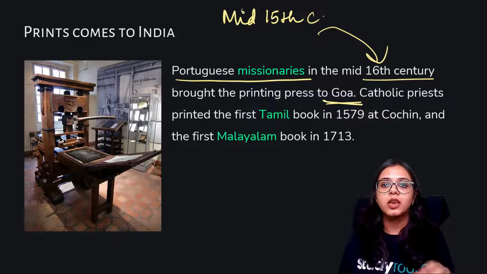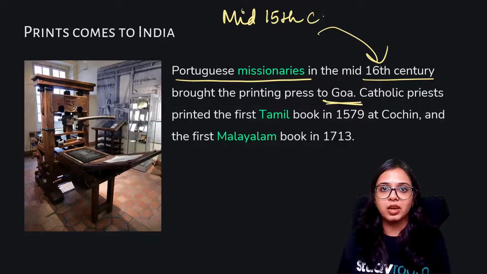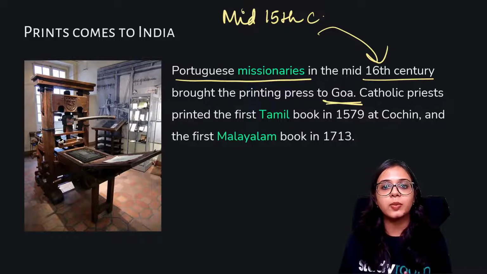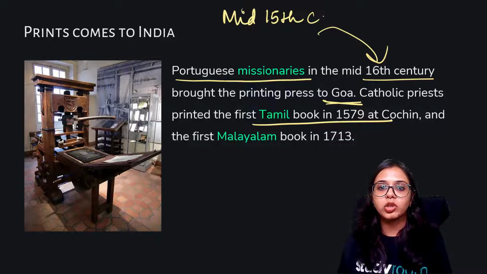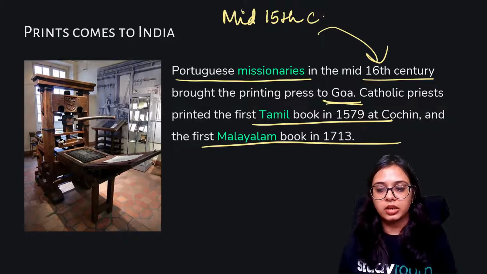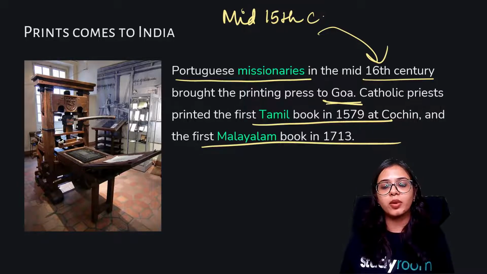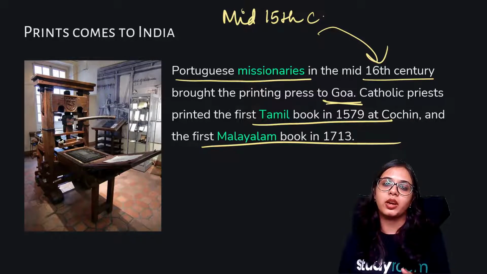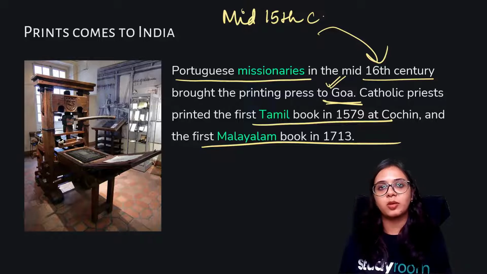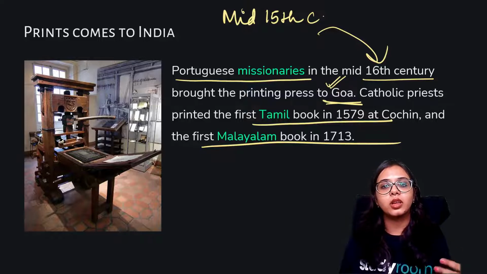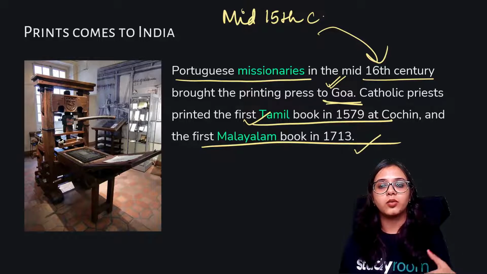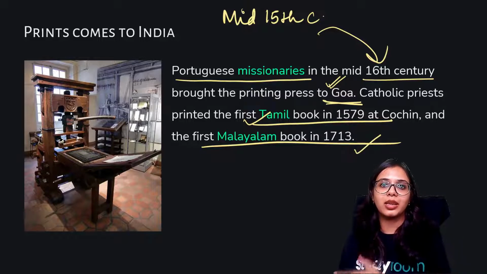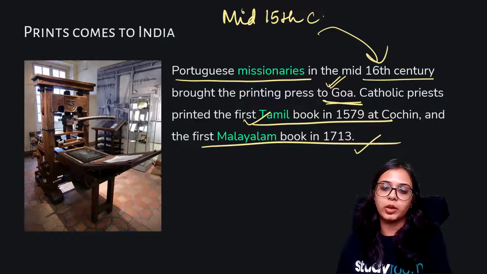And since Goa is towards the southern part of India, the first places where books were published, or you can say printed, were of course towards the southern side. So the Catholic priests printed the first Tamil book in 1579 at Cochin, and the first Malayalam book in 1730. All right. So the earlier books that were printed, in varying languages, mostly they were towards the southern part of India. And now you know why, because the first printing press was established in Goa towards the southern part. So it was in Tamil, in Malayalam, and in other parts of Karnataka, like the Konkani and Kannada area, that these printing presses were available. Okay.